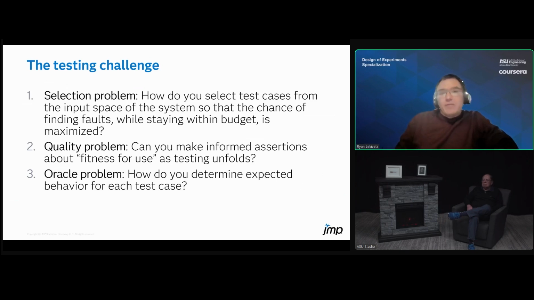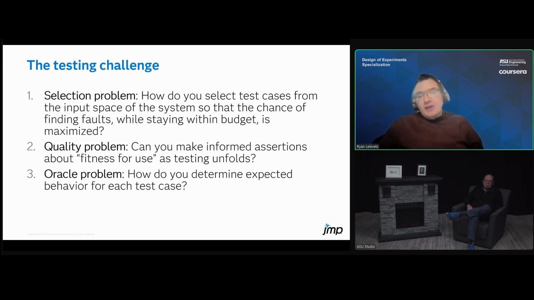There's a quality problem, right? If I'm going to go to my manager as a tester and say, well, I did 100 tests. Is that enough? Can I make an informed assertion about the fitness for use? So if I want to be able to release JMP to the public, what does that mean if I've done 100 tests? If I say that I've done 1,000, right? So it's that idea of fitness for use.